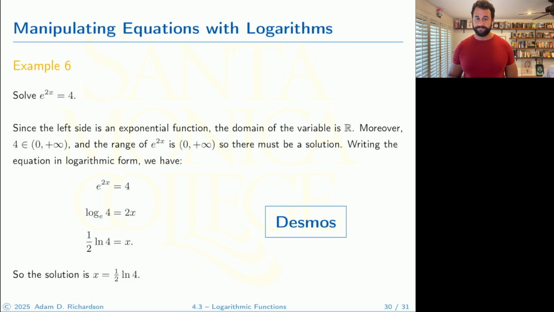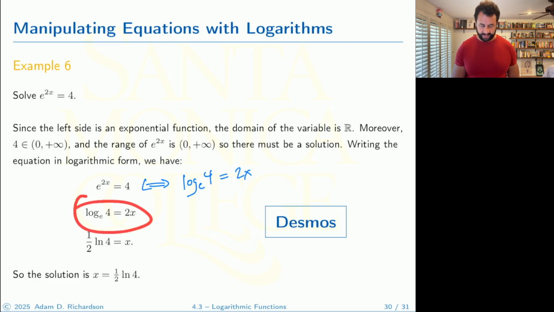Same technique as before. We're going to write it in log form. So now we're actually going backward using that other part of the inversion relationship. It's going to be log base e, right? So this is equivalent to log base e of 4 equals 2x, just like that. And that's what I got here.